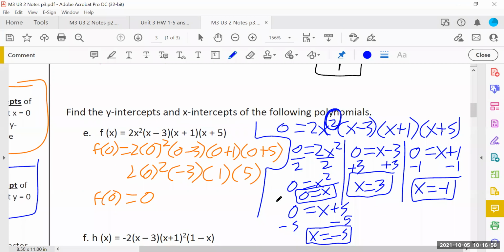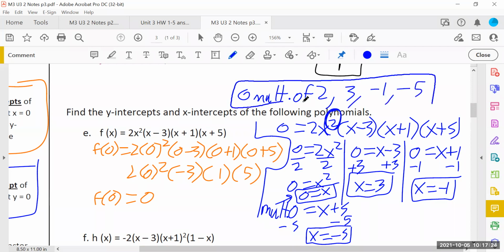So this one, we're going to call this multiplicity. I'm going to abbreviate it mult of 2. And I've run out of room here. I'm going to write it up here to make this a little bit more obvious. 0, multiplicity of 2. There were 2 of those. And then there was a single 3, a single negative 1, and a single negative 5. Those are my x-intercepts for this function. 0, 3, negative 1, and negative 5. But that 0 happened twice. That's going to be important in just a minute.